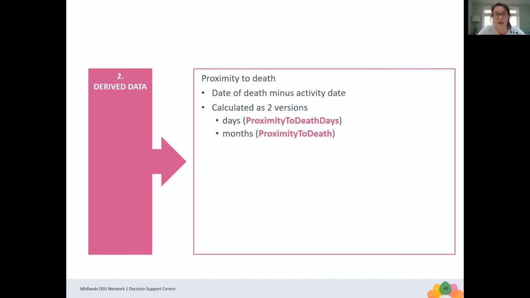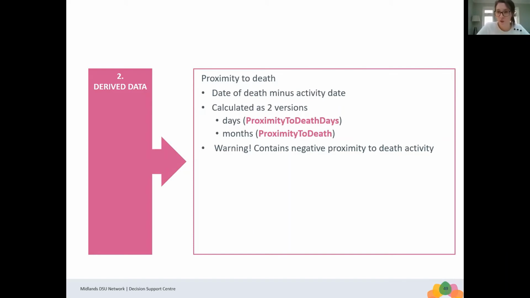I think when we started off, we planned that we would do the proximity to death analysis on a monthly basis. But actually, when we looked at it on a daily basis, which is what you see in the reports, it was much more interesting because so much changed. But all those fields are available for you.